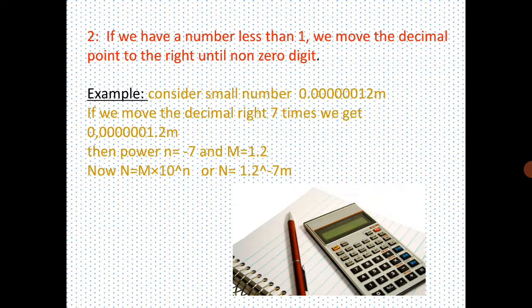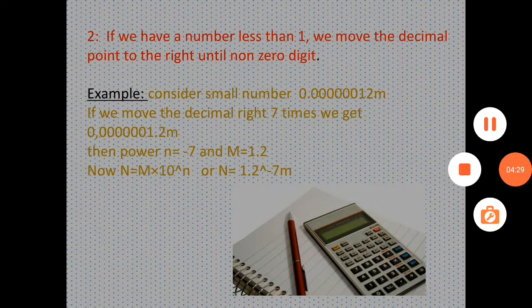Now we can use the equation N = m × 10 raised to the power of n. So the number becomes N = 1.2 × 10 raised to the power -7 meter. So in this way we can write a small number or a large number in scientific notation.